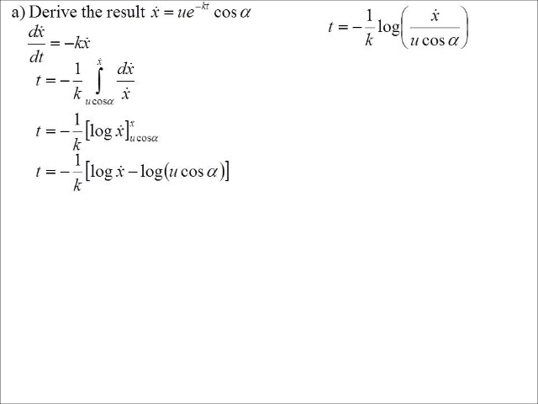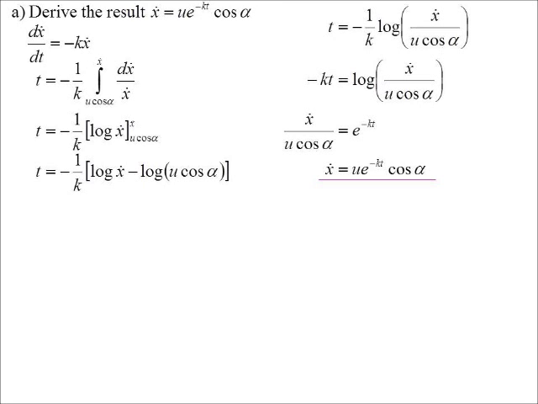Right? We remember we're trying to get x dot the subject. So I've got to undo the log. Before I can undo the log, multiply by the minus k. And there's my minus kt I'm looking for. Undo the log, exponentialise. There's the e to the minus kt. Multiply by the bottom of the fraction. We've got our answer.